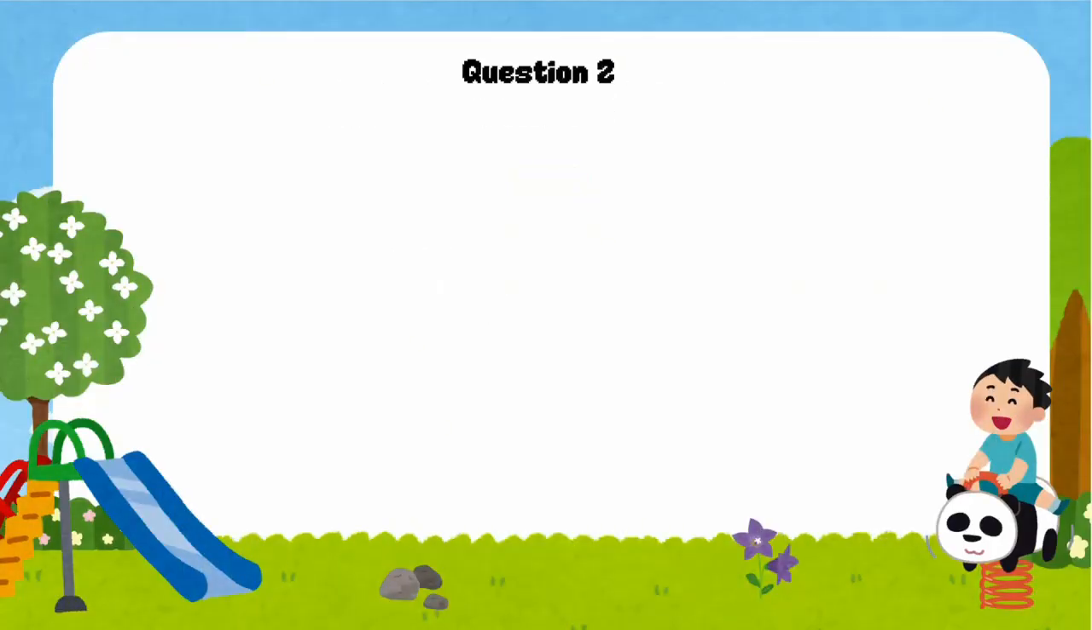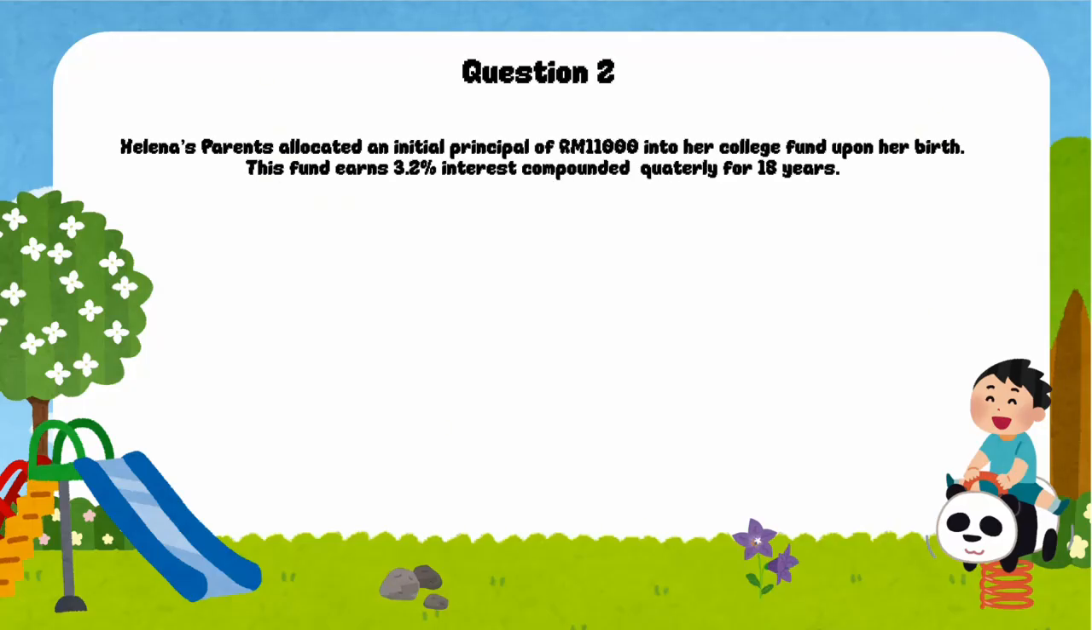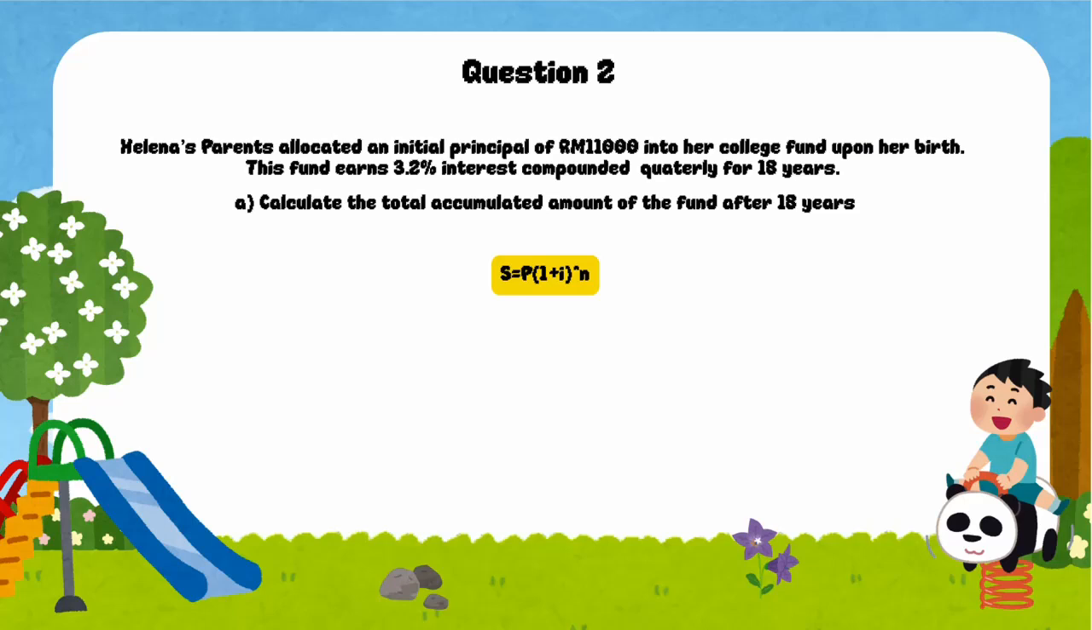Now, let's look at question number 2. So we start with part A. Helena's parents invest 11,000 at 3.2% interest compounded quarterly for 18 years. To find the total amount after 18 years, we use the compound interest formula, which is S equals P times (1 plus I) to the power of N.